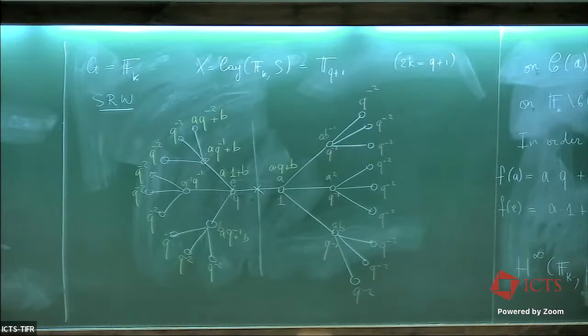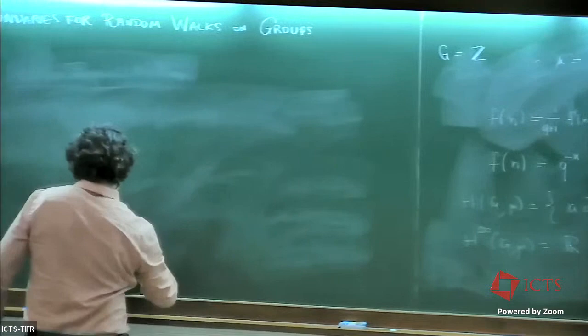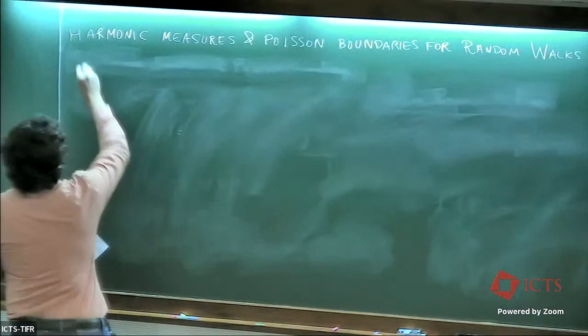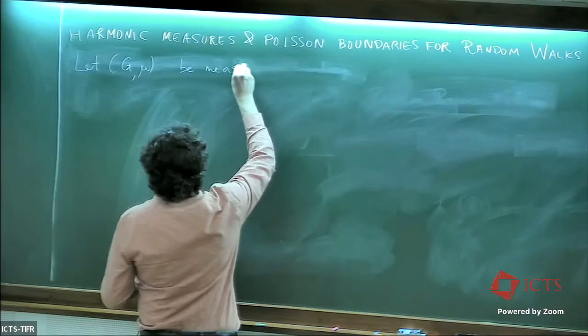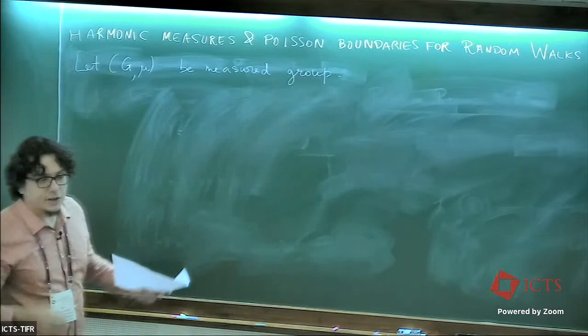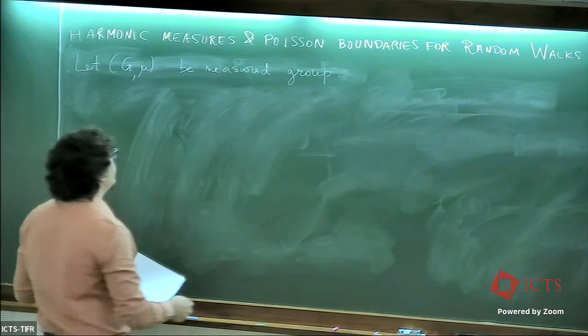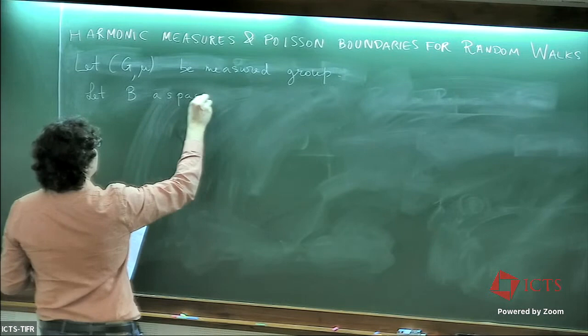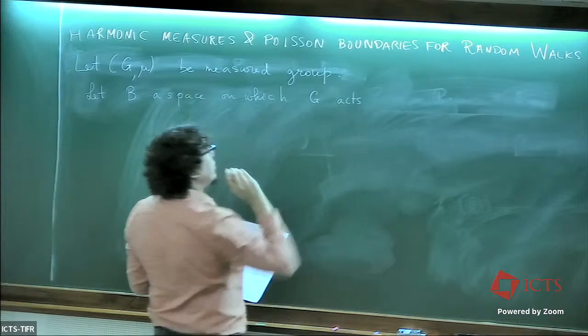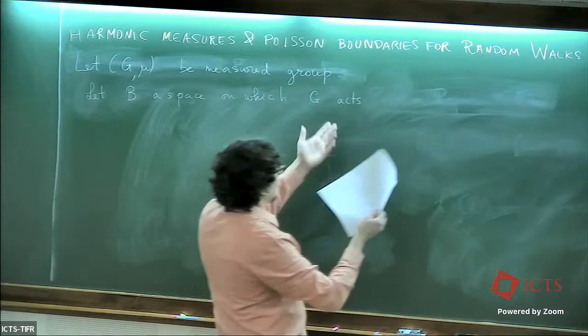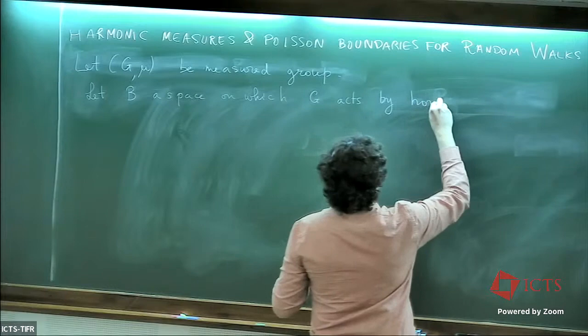Okay, so now we get into the slightly more technical part of the actual definition of the Poisson boundary, which is a space on which you can perform this Poisson representation formula. So again, we start with the measured group, G mu. And so now what is a boundary? Well, first of all, whatever the boundary is, the group has to act on the boundary. So let B be a space on which G acts. In fact, it would be enough that it acts measurably, but usually it will be by homeomorphisms. So let's require that too.